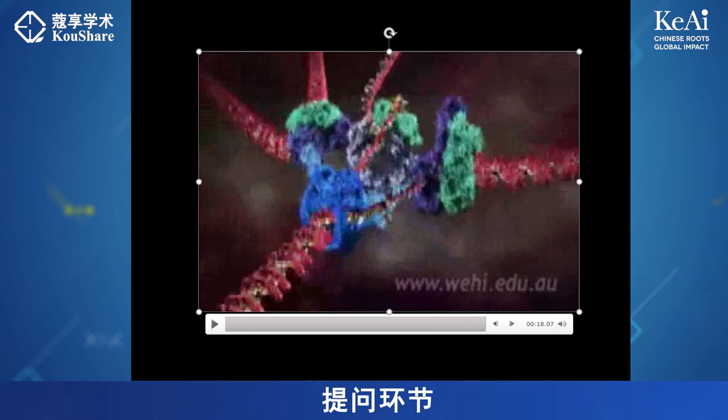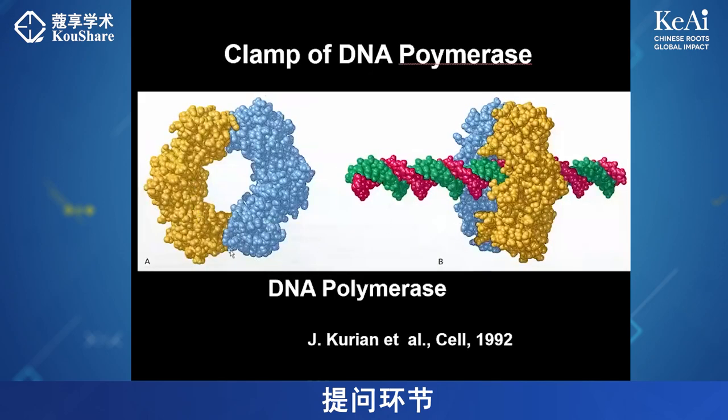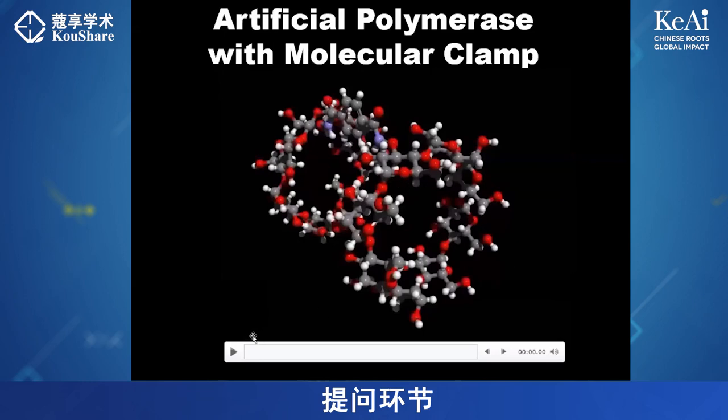As I mentioned before, the clamp part is right here, such a ring-shaped, donut-shaped part. Of course, this is made of proteins, and the DNA double chains are right here, encircled. So it supports the polymerization, and this is very similar to our system right here. Do you see what I mean? Okay, the final state here.